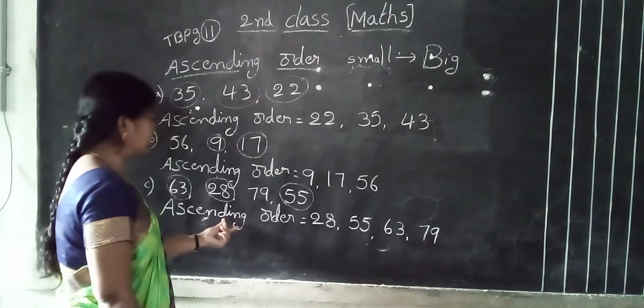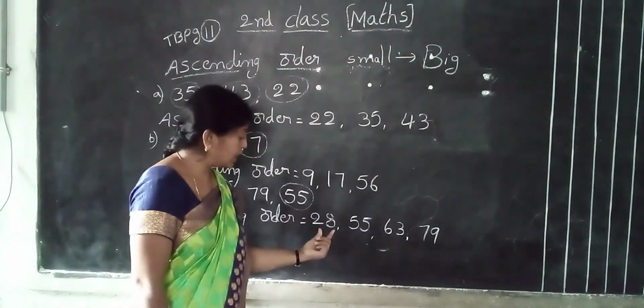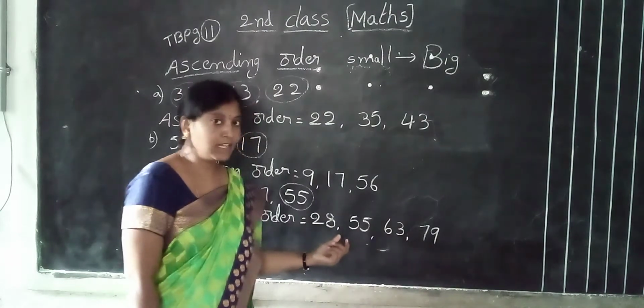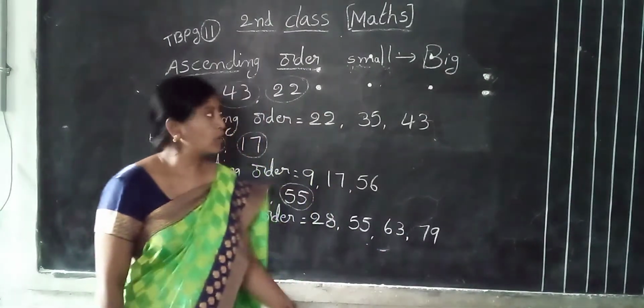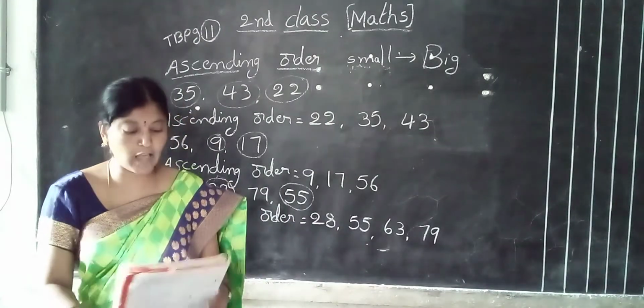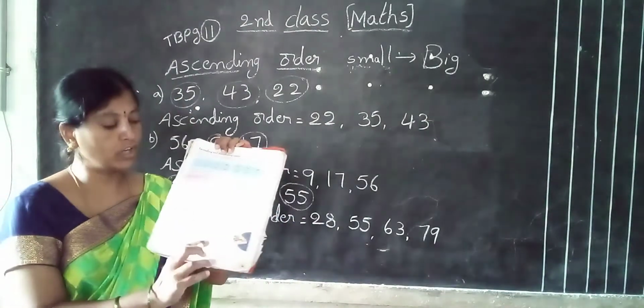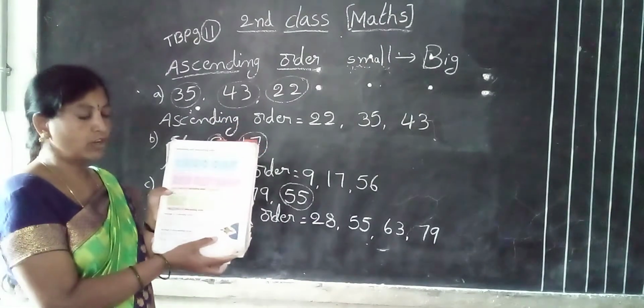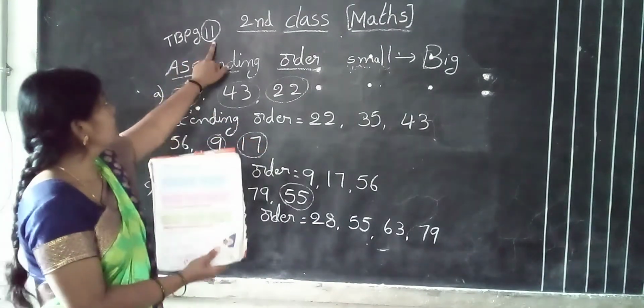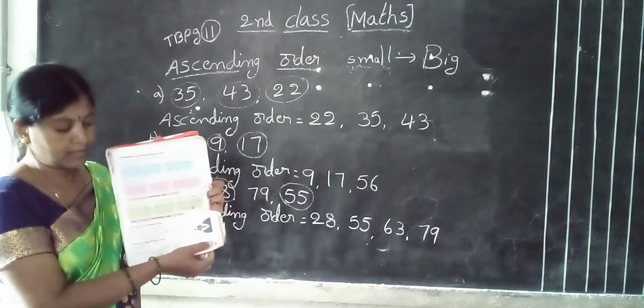So in this ascending order, which one is the smallest number? 28 is the smallest number. Biggest number? 79 is the biggest number. Okay, note down in your maths. If you have a textbook, directly note down in your maths textbook. Page number 11.